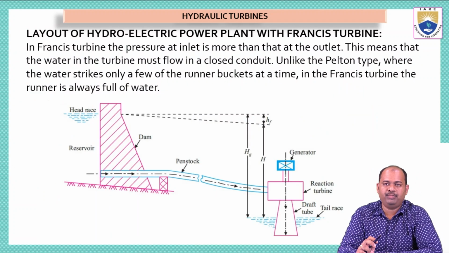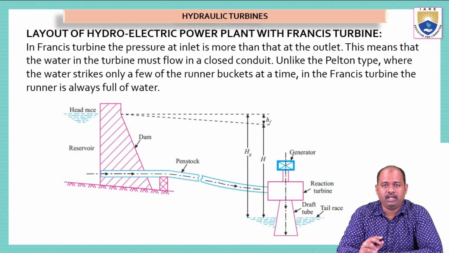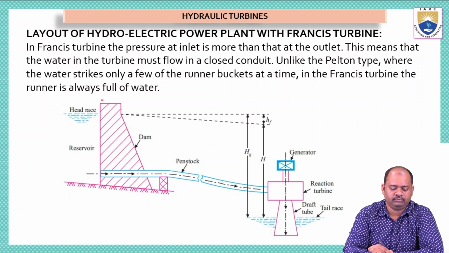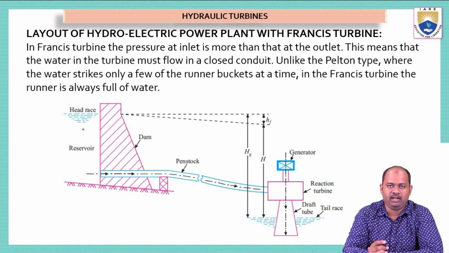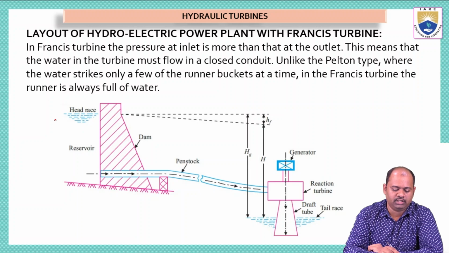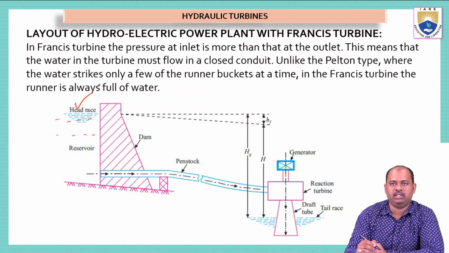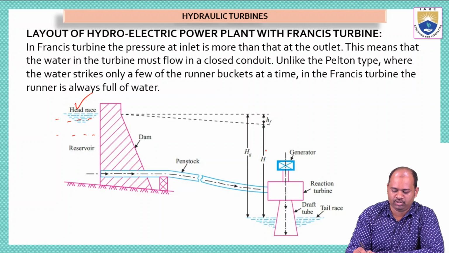Now we'll see what the basic layout of a Francis turbine power plant is. Here we will have a dam or a reservoir. Behind this reservoir we have water. This is all water. The level of water present in the reservoir is known as head race, and we will denote this head race with capital H.